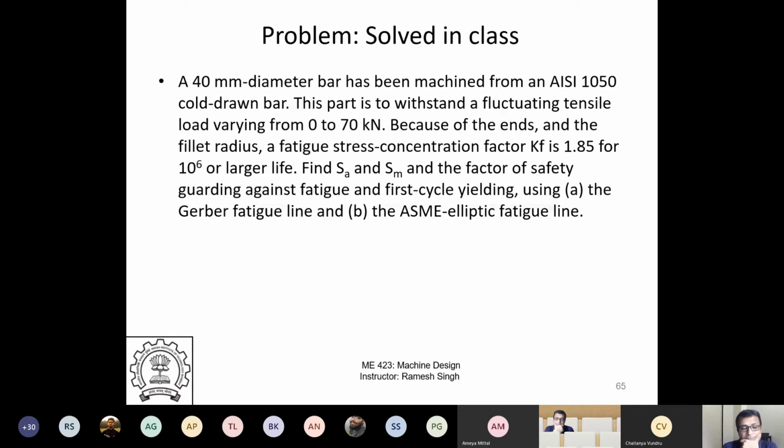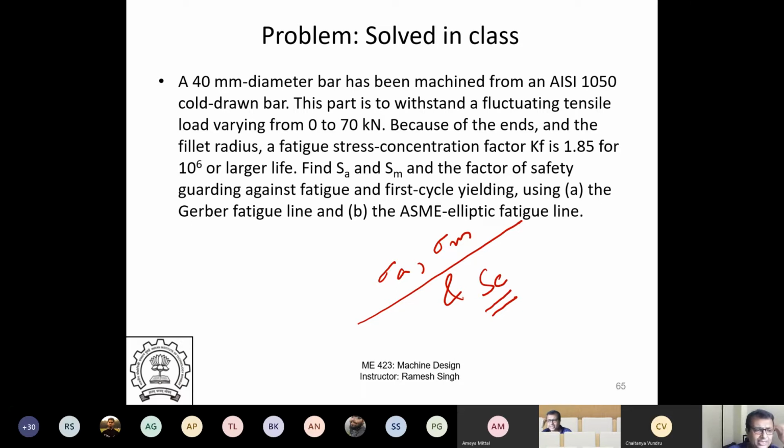Some answers? To do anything, what do I need? Yes, very good. I need to find sigma A, sigma M, and SE, which is the endurance limit, right? So how do you find these three? At least I need to do that for the very first thing, and determine other properties also.